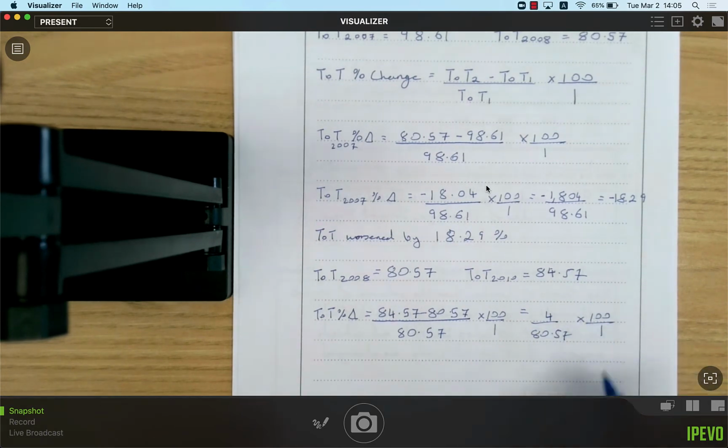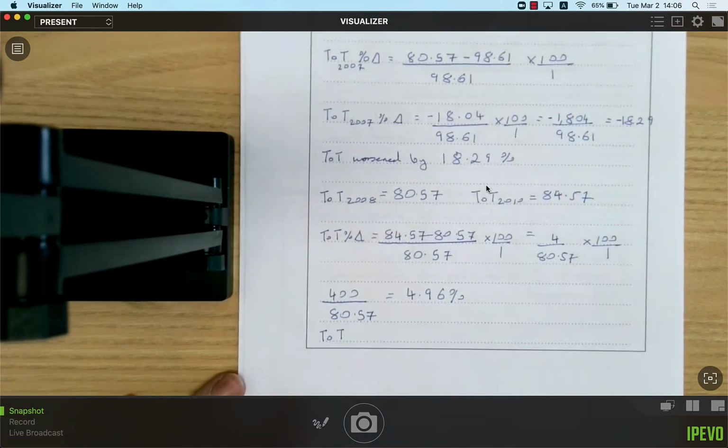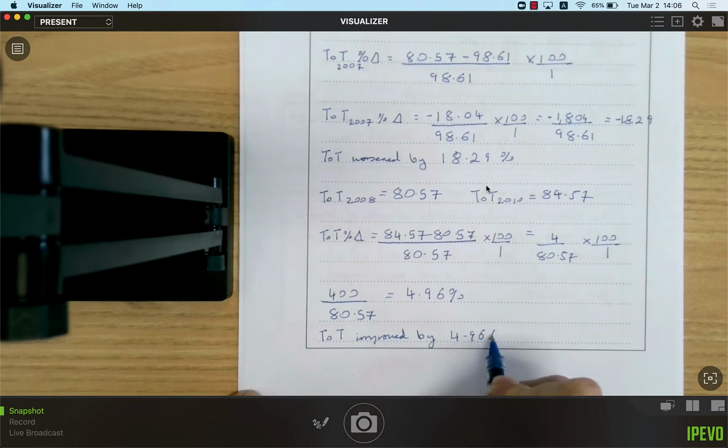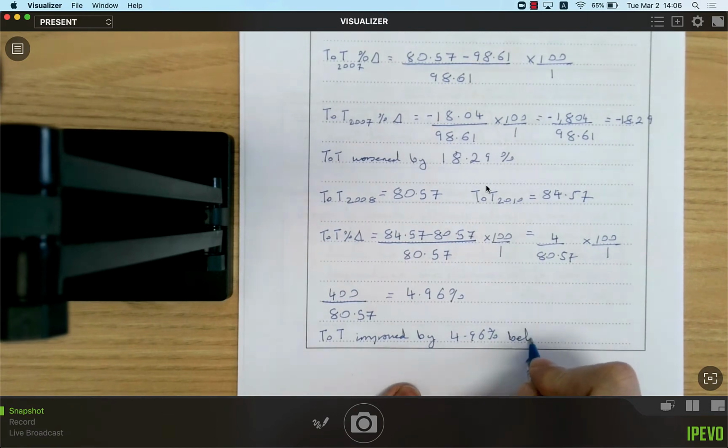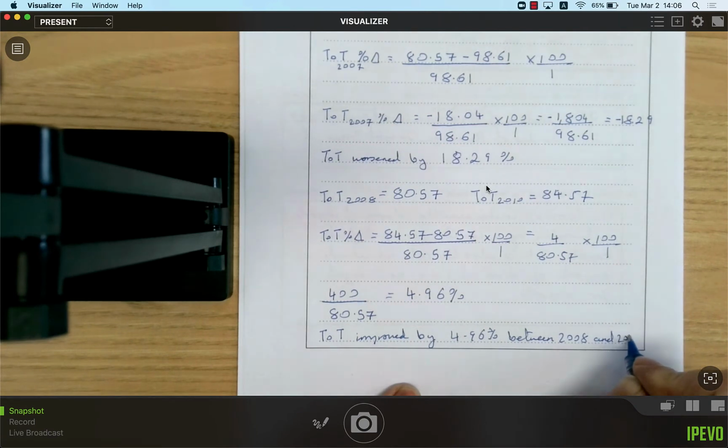What that equals then is 400 over 80.57. And what I have worked this out as is 4.96%. And what that is, TOT improved by 4.96% between 2008 and 2010. Okay, that's what that means there.